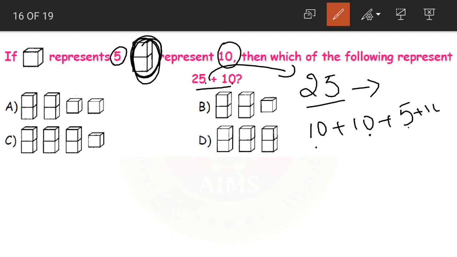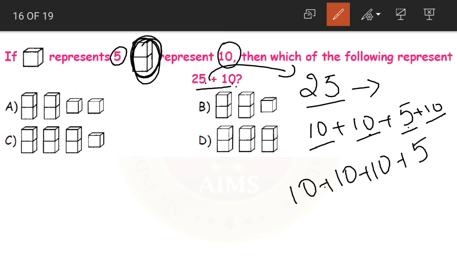And then we are having another 10 in the question. So what do we understand from this? We understand that there are 3 10s and 1 5. 10 plus 10 plus 10 plus 5. Now 10 means 2 blocks. Again another 10, 2 blocks. Again 2 blocks and 5.